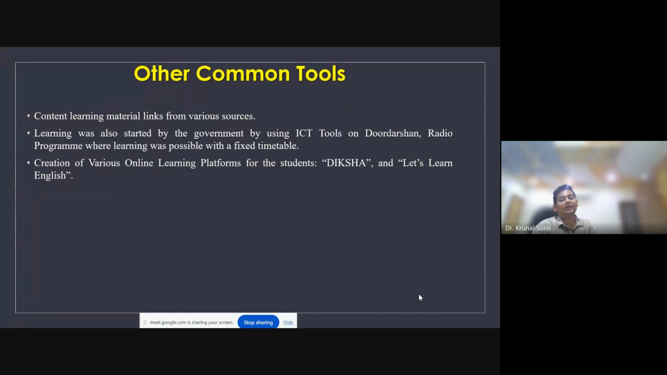Other common tools, like the government during the pandemic was running courses like Diksha, right, which was free of cost on Doordarshan, where the students were taught various concepts of maths, chapters of maths and English. So students can sit at their home and also learn from the stupid box that is called TV, right? So they can sit and learn without any boundaries. That is possible with the use of ICT tools.